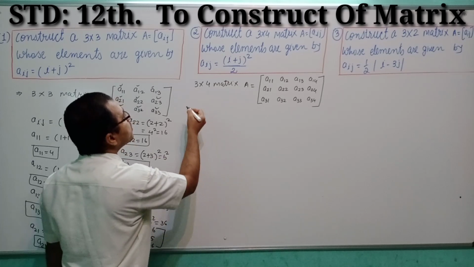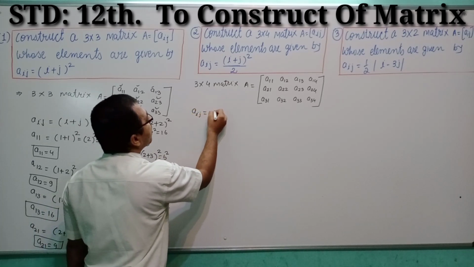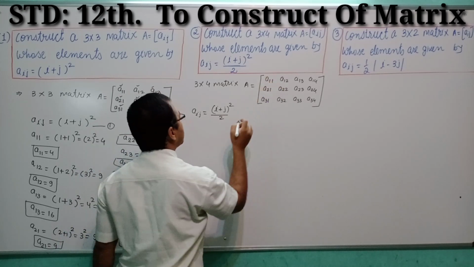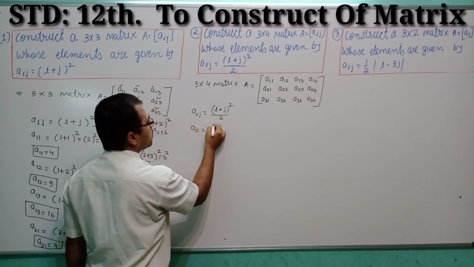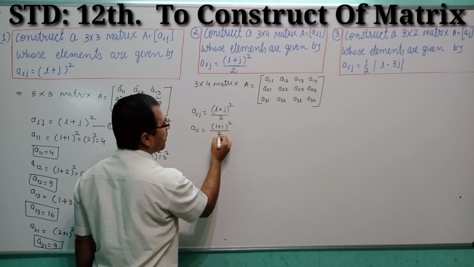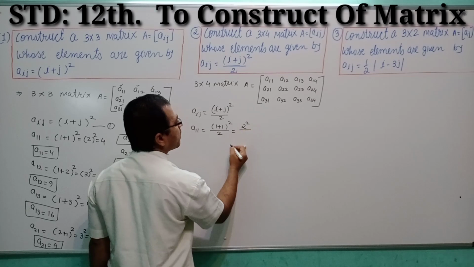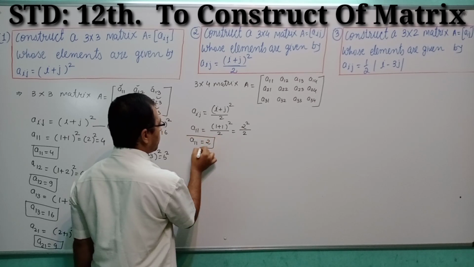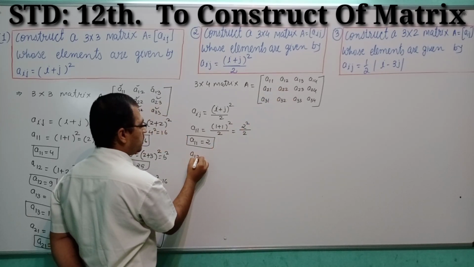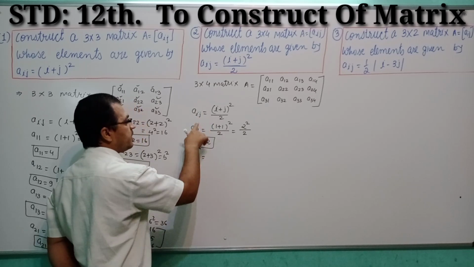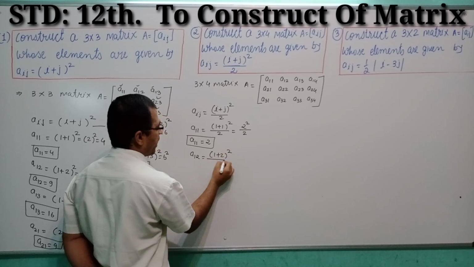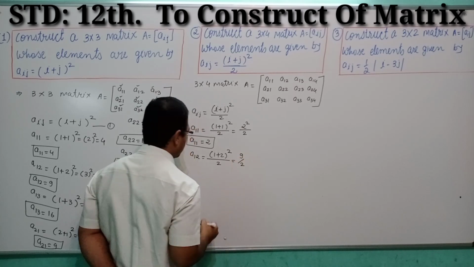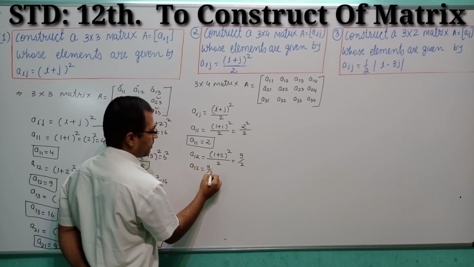So finding a11 using the equation a_ij = (i + j) whole square divided by 2. For a11, 1 plus 1 whole square divided by 2, meaning 2 square by 2. So we are getting a11 is equal to 2. Now a12. Putting in this equation i is equal to 1 and j is equal to 2, so 1 plus 2 whole square divided by 2. 1 plus 2 whole square means 3 square, which is 9, so 9 by 2. So the value of a12 is equal to 9 by 2.